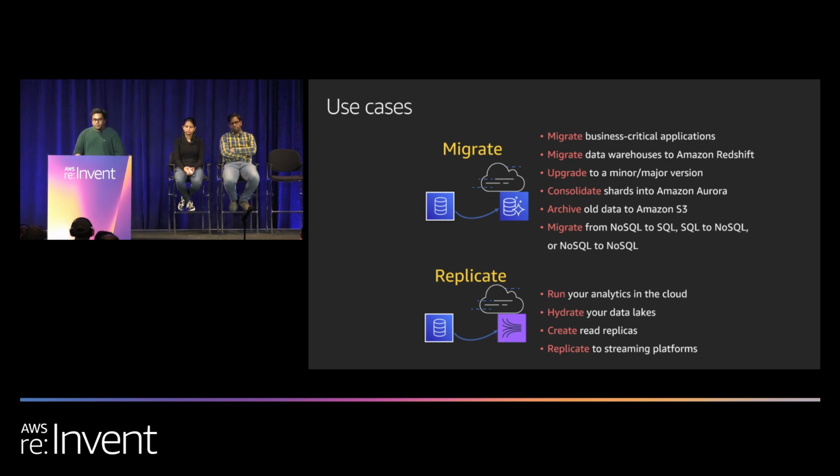From a replicate perspective, we have customers who run analytics in the cloud. They move from OLTP sources to sources like Amazon Redshift to take care of their analytical use cases. They use the service to hydrate data lakes. They create data lakes in CSV or Parquet format in Amazon S3 from multiple sources we support. They create read replicas and also a bunch of streaming use cases to Kinesis with abilities to transform data as you go from one place to another and get your data in JSON format to Kinesis.